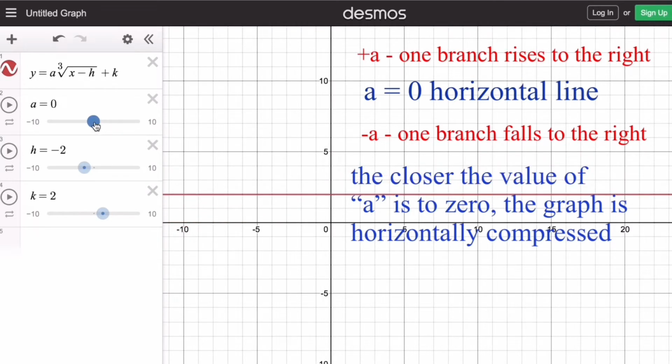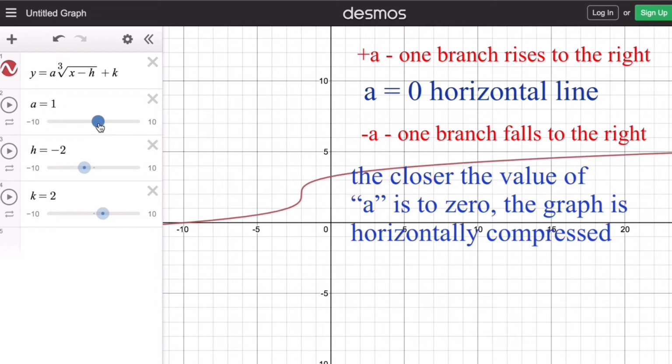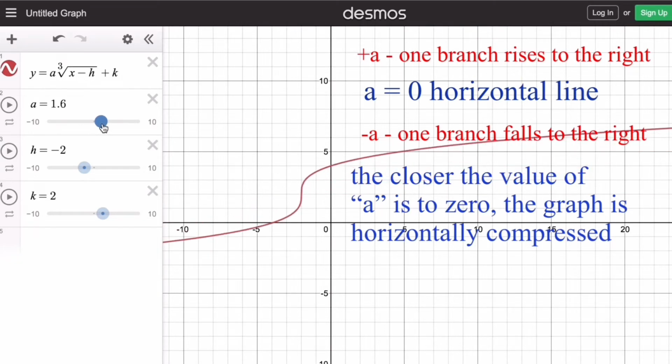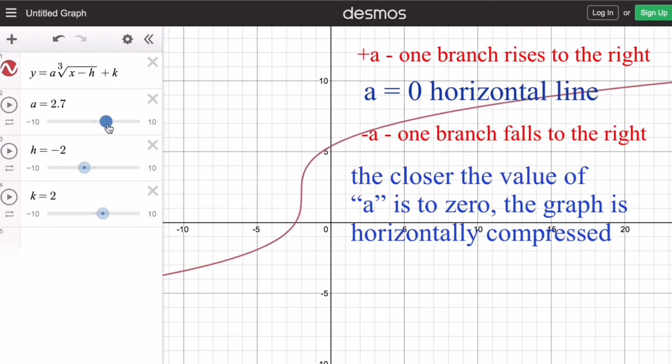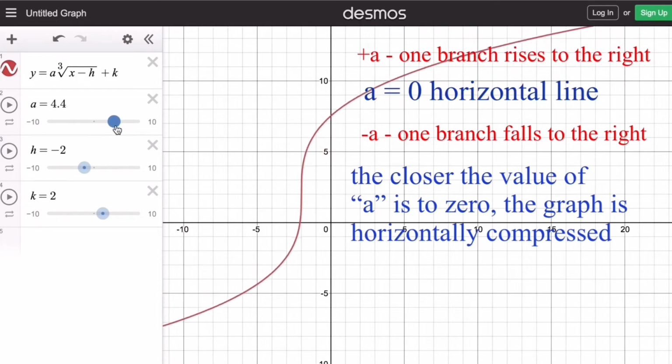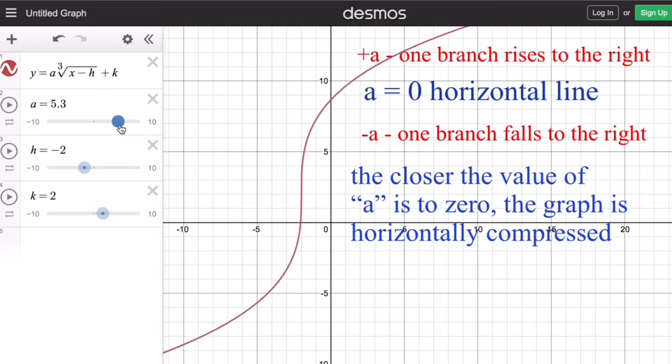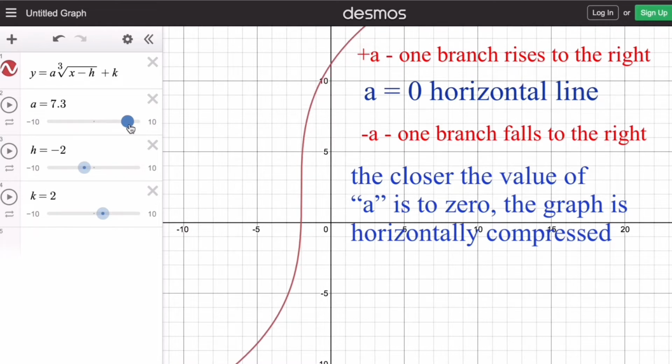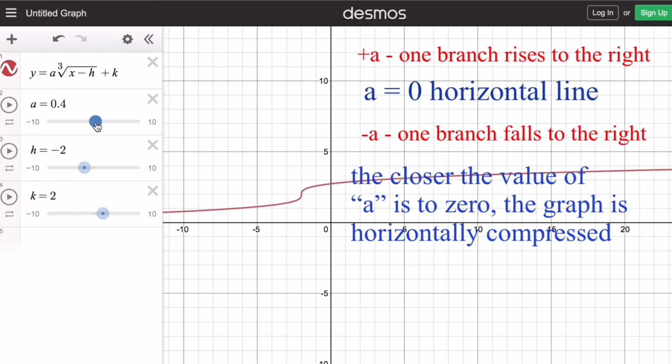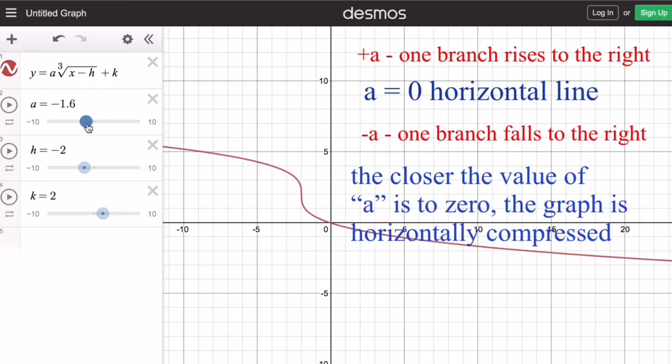On the contrary, the farther the value of a is from 0, as we go to higher values all the way to 10, the more the graph is vertically stretched. As you can see, it becomes more vertical as we go farther from 0. The same is true for the other side: starting from 0, we go away from 0 towards negative 10, and again the graph becomes vertically stretched.